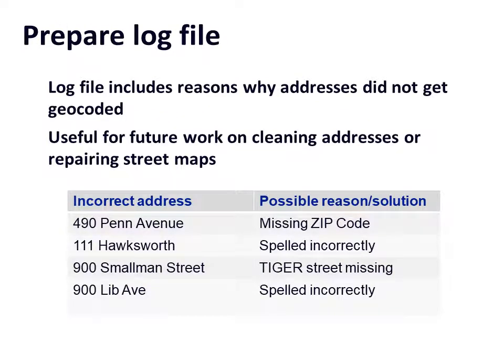And so it prepares a log file, and a log file includes reasons why addresses did not get geocoded. This tells you what was wrong, and you can use this to go back after you run the geocoding engine to fix things.